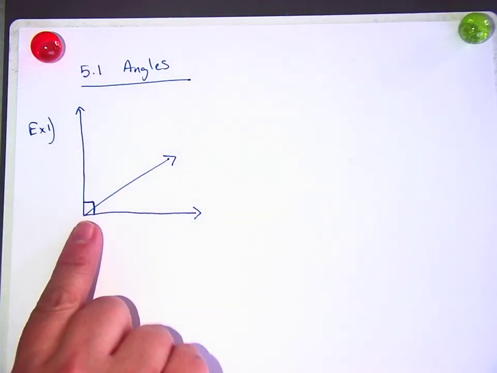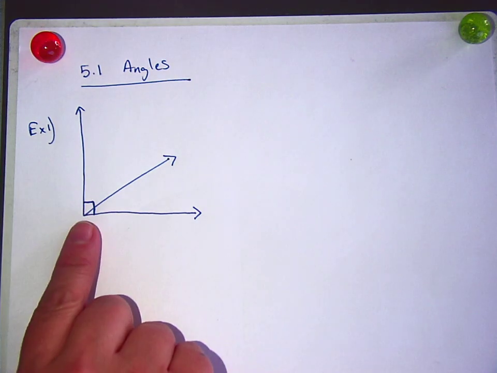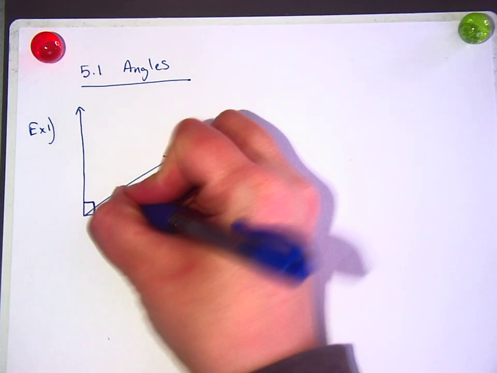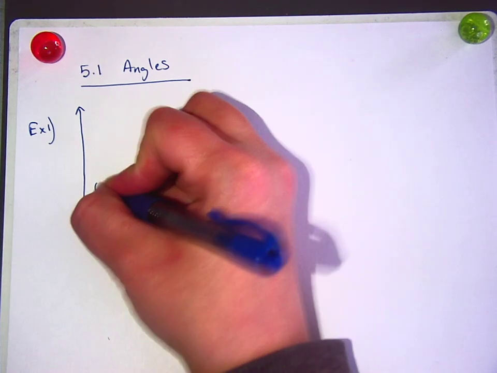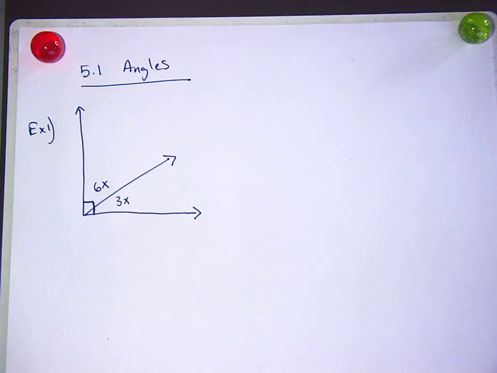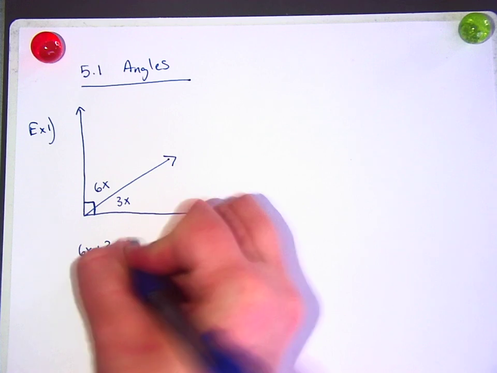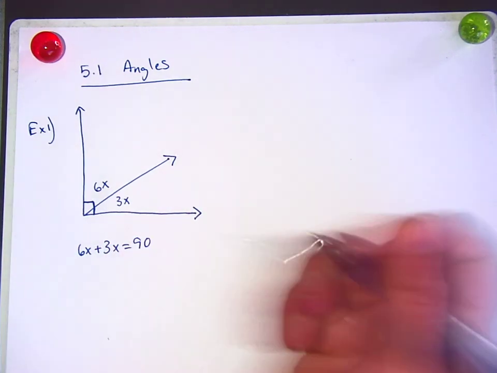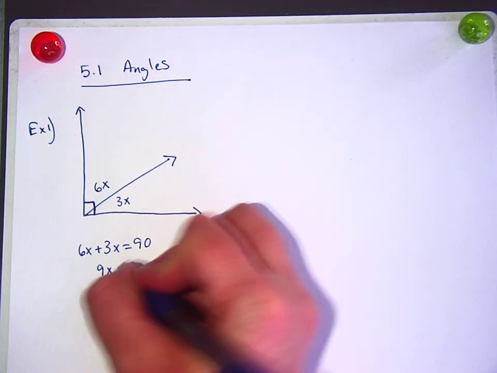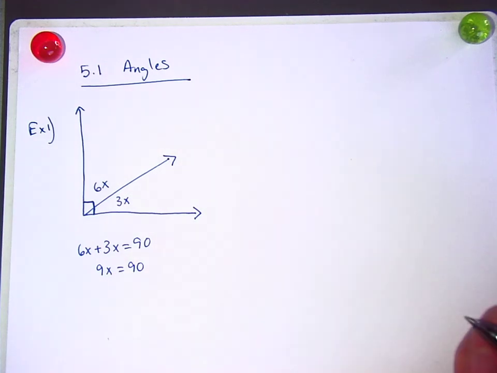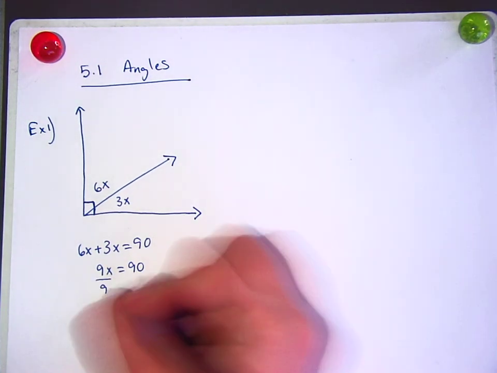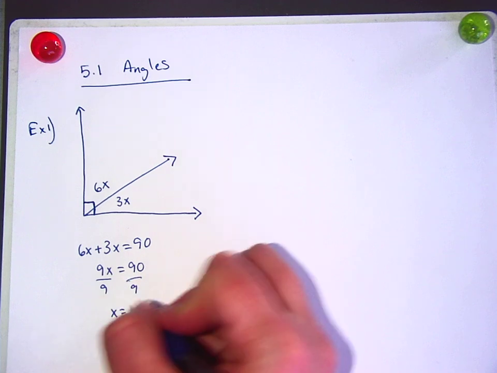What does this square in the corner mean? It's 90 degrees. And this one is 3x, and this one is 6x. So if I asked you to figure out what x is, what would you do? Good. Let's go 6x plus 3x equals 90. 6x plus 3x is 9x. And then? Divide by 9. X is 10.